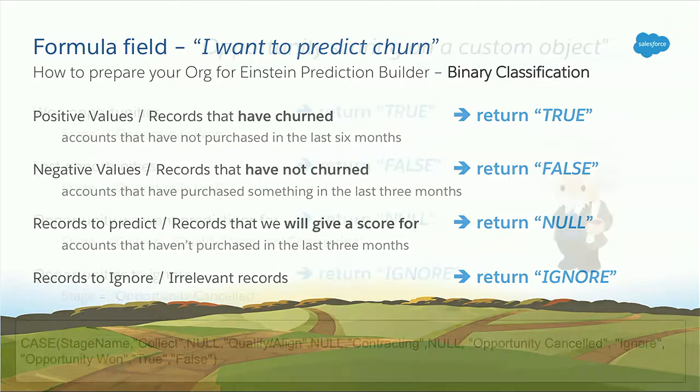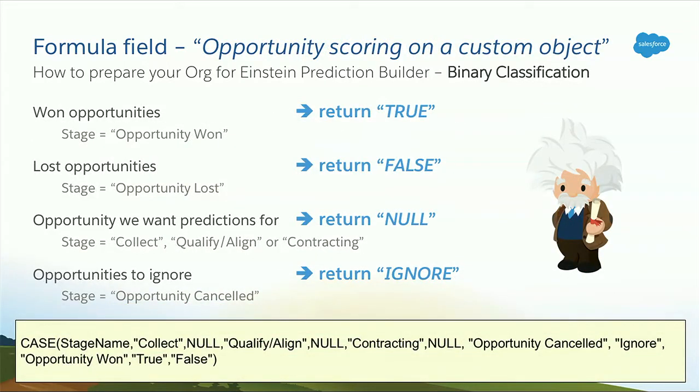A bit more complex: opportunity scoring on a custom object. You want to predict opportunity scoring, meaning whether you will win the opportunity. So for won opportunities, you return true. Lost opportunities, you return false. Opportunities in progress with a high enough stage, you return null. You want to predict those.